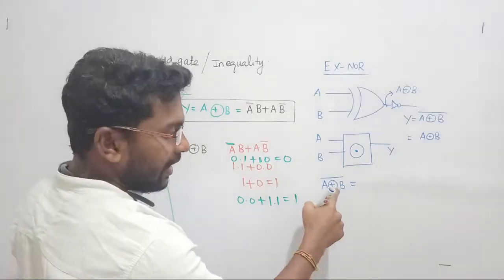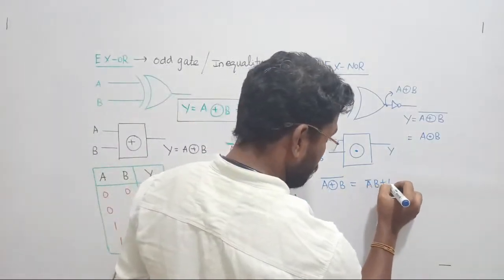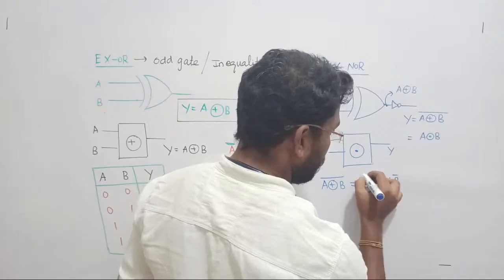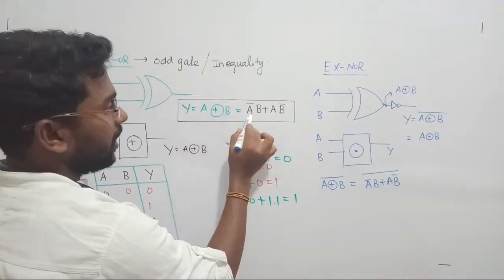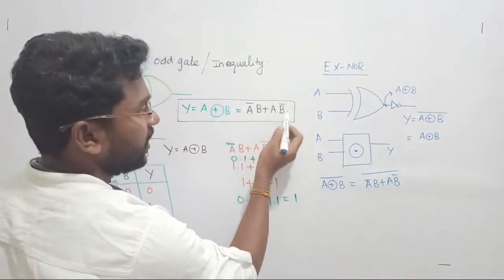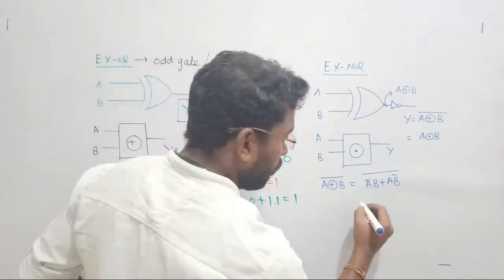We all know A XOR B can be written as A bar B plus A B bar. Correct? Guys, listen. Just now we have seen A XOR B can be written as A bar B plus A B bar. Anyway, here we have a whole bar, one more whole bar, right? But we know one more thing.